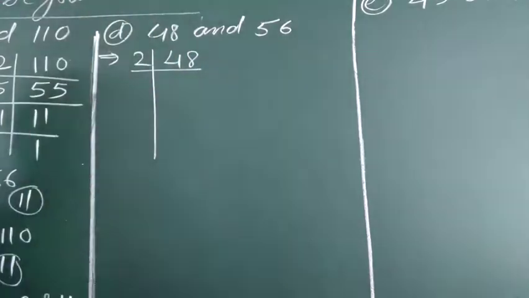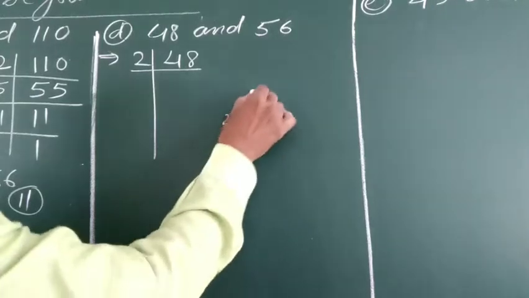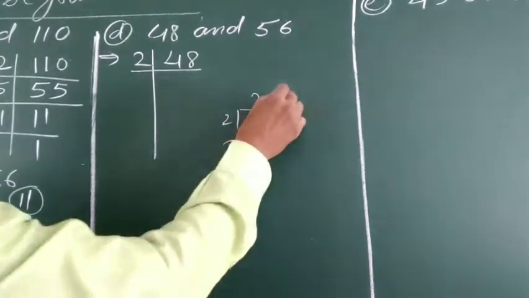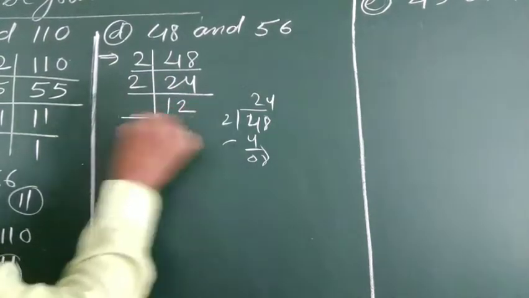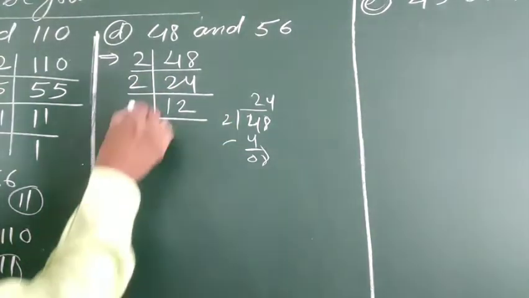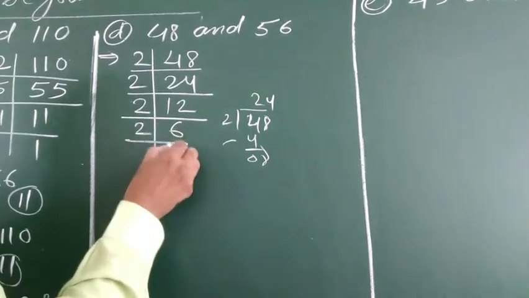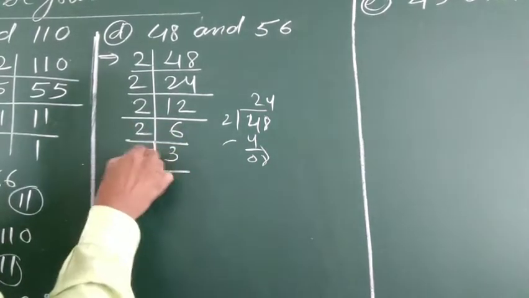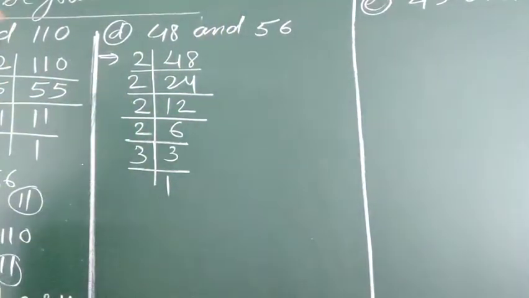It is an even number, so we can divide by 2. 48 divided by 2: 2 2s are 4 and 2 4s are 8, it is 24. Then divide by 2, it is 12, because 12 2s are 24. Again we can divide by 2, it is 6. Then 2 3s are 6, it is 3, then 1.